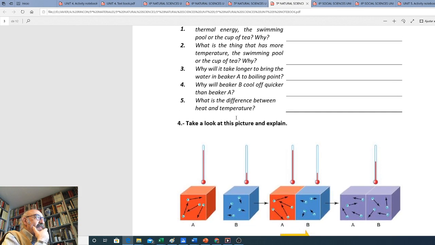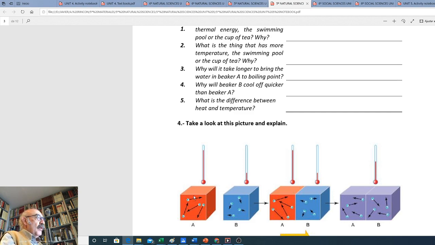And number 5. What's the difference between heat and temperature? The difference is that heat is a form of energy, it's thermal energy, and temperature is a measure of the speed of the molecules. Okay, so temperature is related to how fast molecules in a liquid are moving.